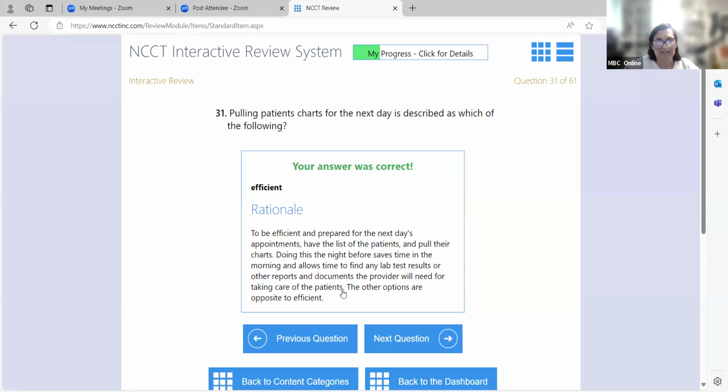Yes, efficient. So when you have charts and you pull them at the end of today, if I were to pull the charts for tomorrow, that is very efficient because they don't have to be done in the morning.